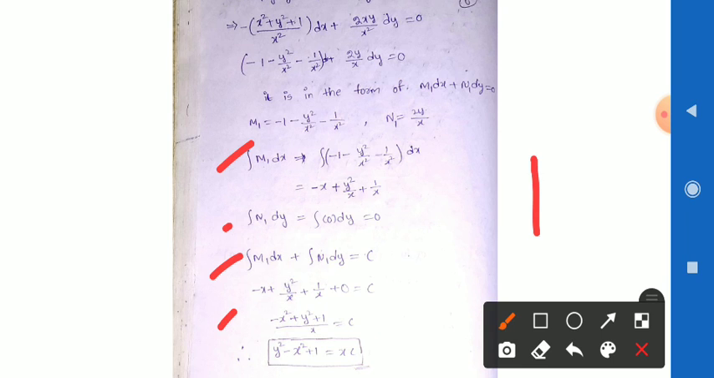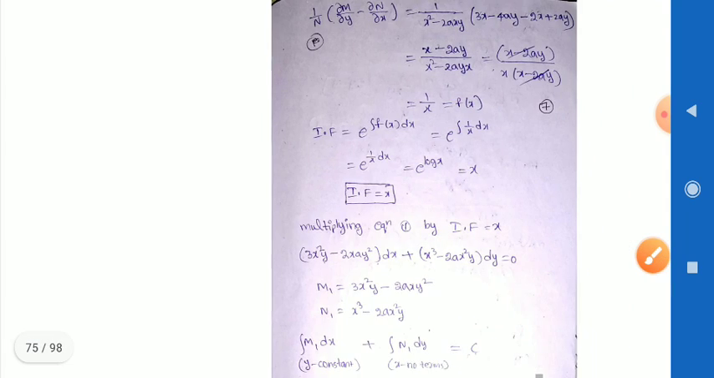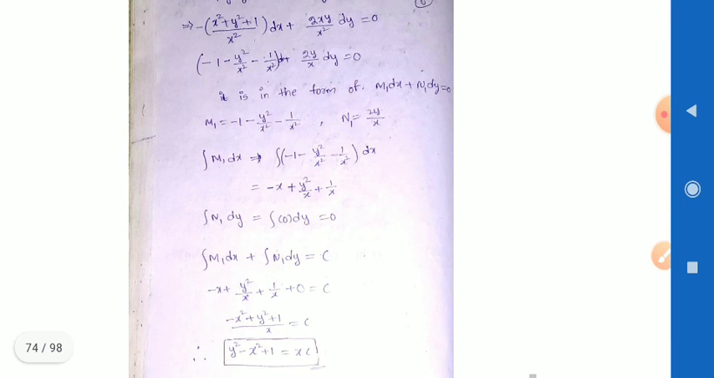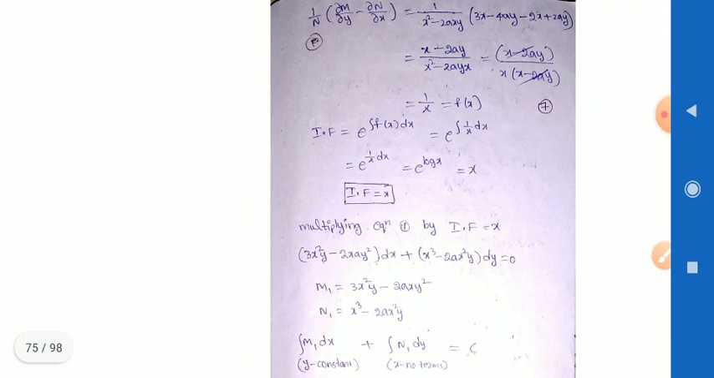By taking the LCM, we get (−x² + y² + 1)/x = c, that is, y² − x² + 1 = xc, which is the general solution for the given differential equation 1.